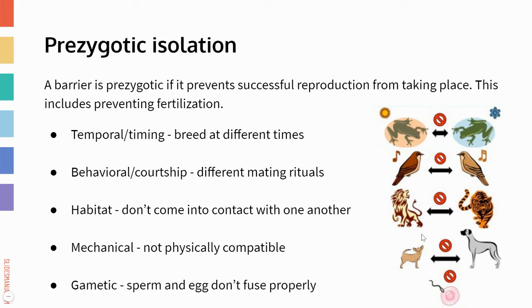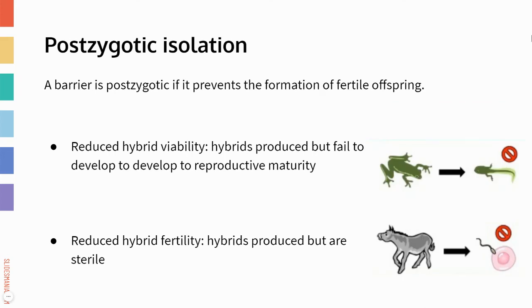On the other hand, we could also have post-zygotic isolation, and this is going to be where we get a fertilized egg, but something about that fertilized egg just doesn't develop correctly or it's not healthy. So the 2 main things here are going to be reduced hybrid viability. So this would be where you get a hybrid offspring, but it's not going to develop to reproductive maturity. It could either not make it to term, so it would die in utero, or it could die early on in development.